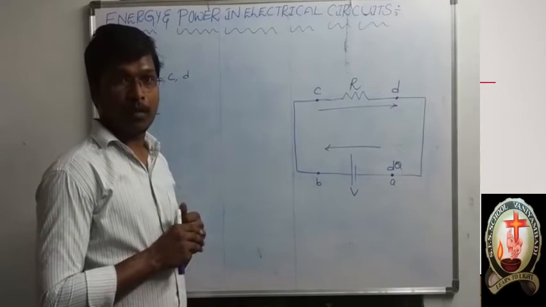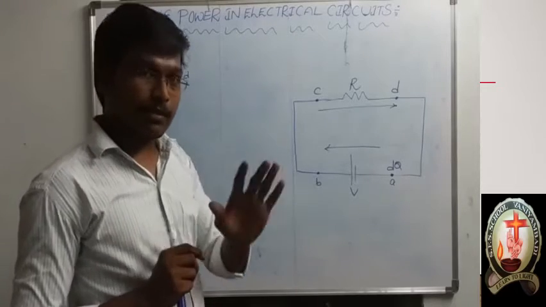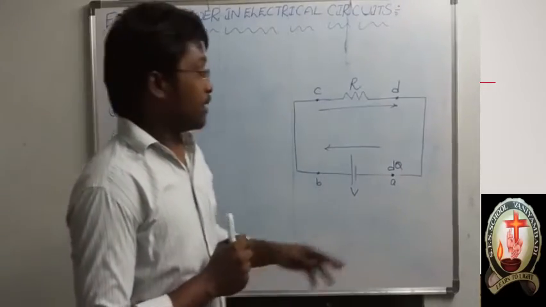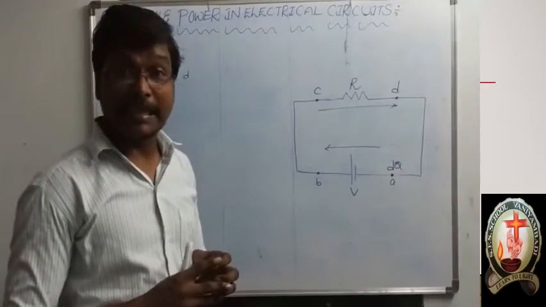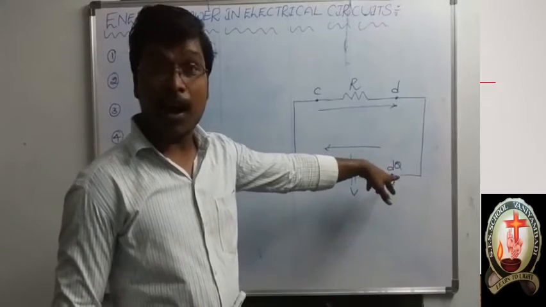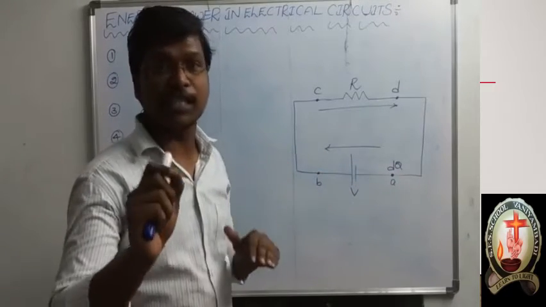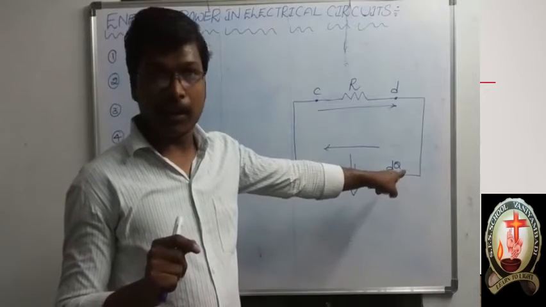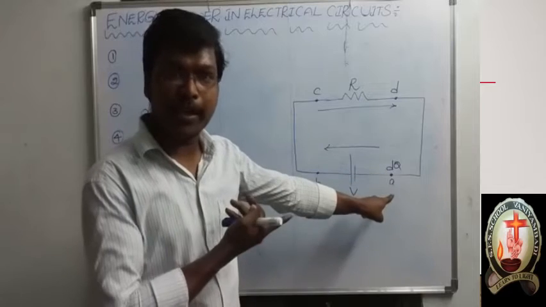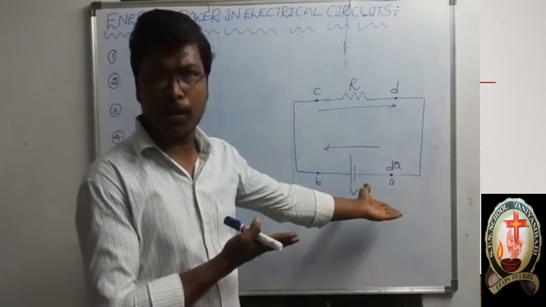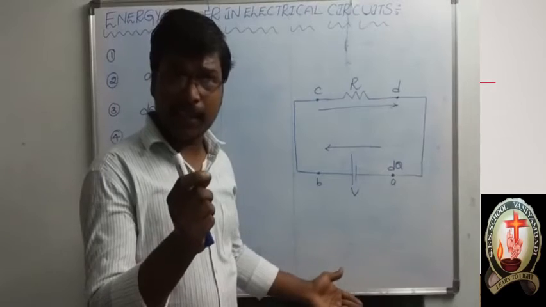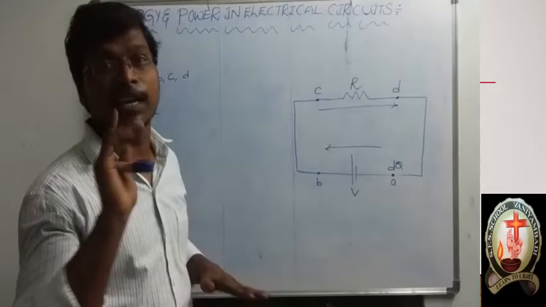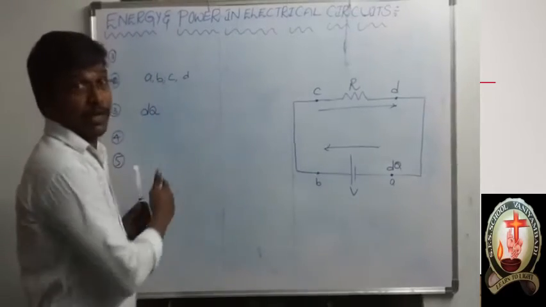Now, fifth point is: initially this charge has some amount of potential energy. Initially the charge is in rest position, correct? This charge, which we considered at point A, is in rest position only. So initially that charge has some amount of potential energy. That is the fifth point.